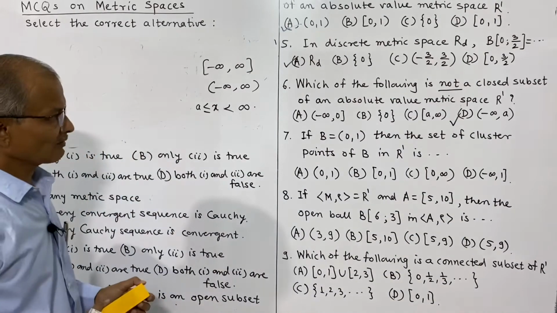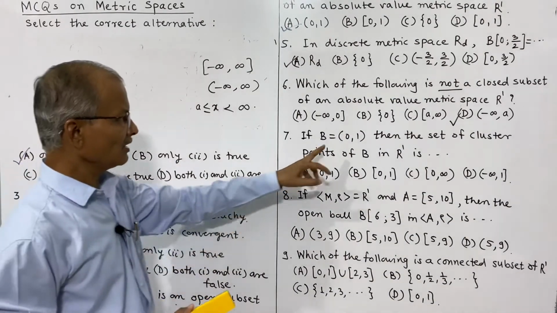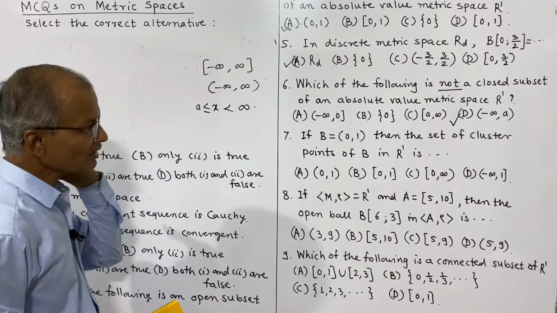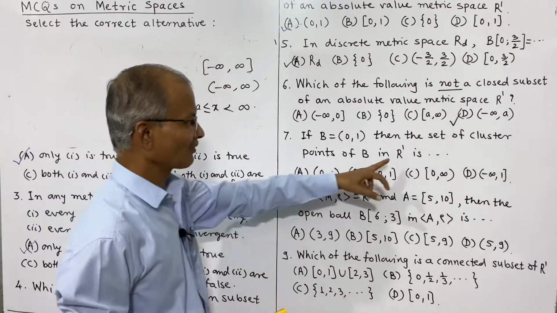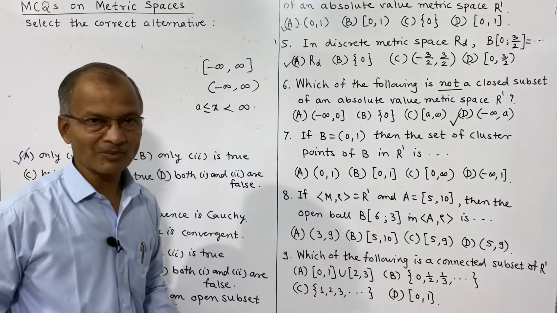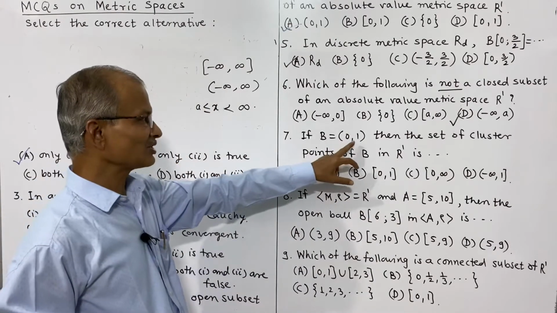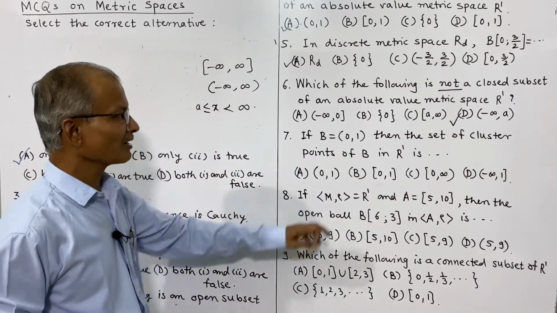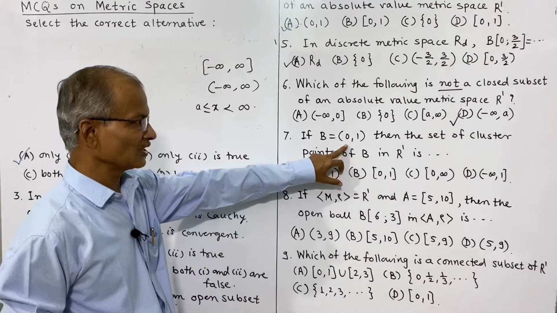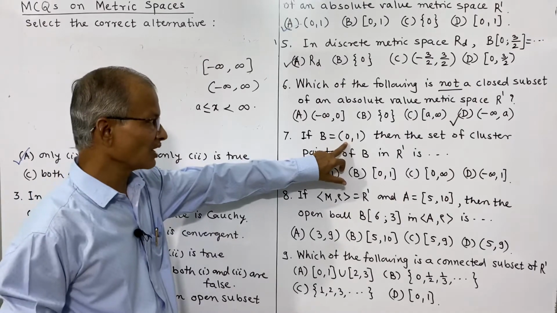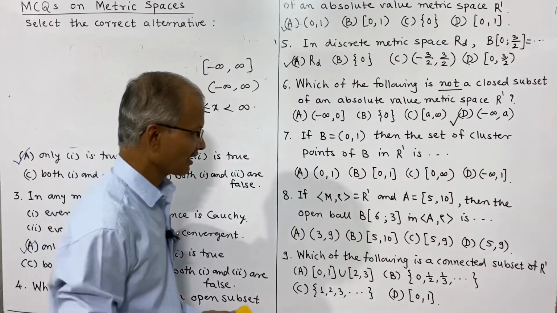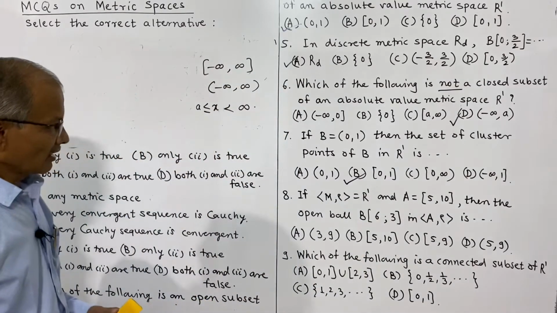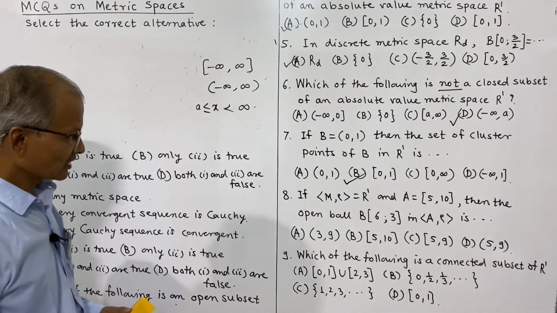And the seventh question: if B is the open interval 0 to 1, then the set of cluster points of B in R1 is, cluster point means limit points. The set of limit points of this interval will be the closure of this, and that will be the closed interval 0 to 1, that is direct. So therefore this is B. The correct alternative is B for the seventh question.